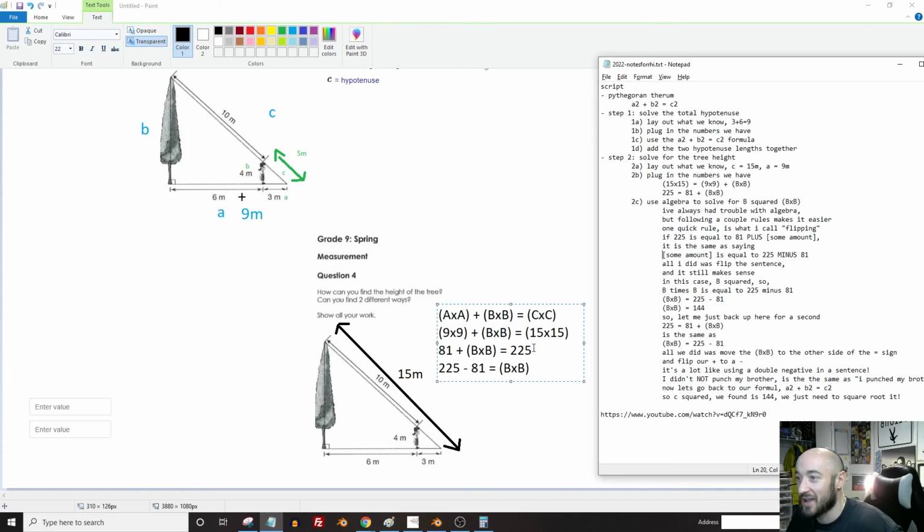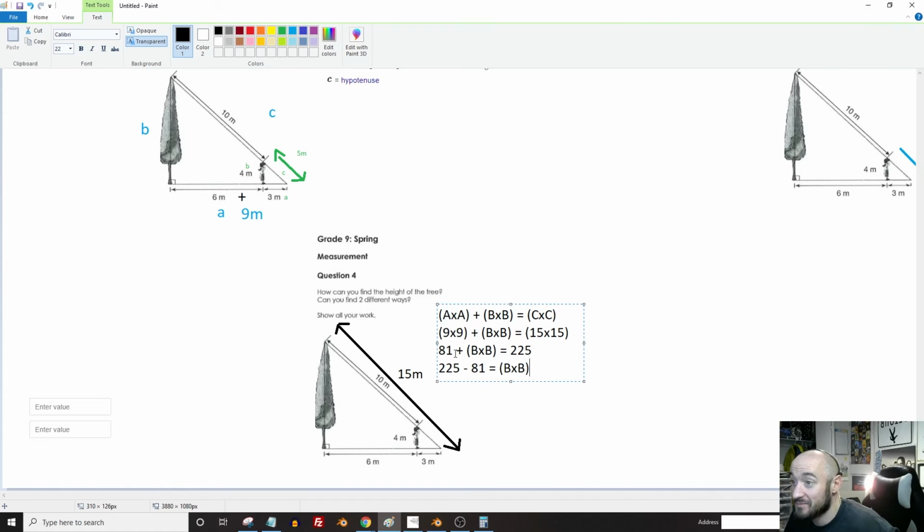So I'll just go again. 81 plus some amount is equal to 225. So we can say that same sentence again: 81 plus b times b is equal to 225. Now, let's just flip it. So b times b is equal to 225 minus 81.